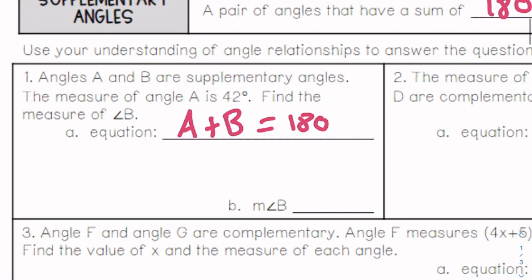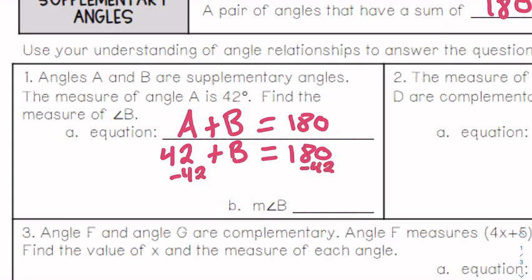So if I know A is 42, I know 42 plus angle B equals 180. So to find our missing angle, we're just going to work backwards and we're going to subtract 180 minus 42. So we're subtracting 42 and we're going to get angle B equals 138 degrees.